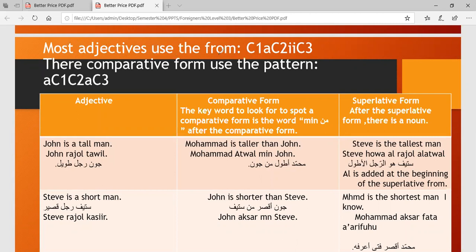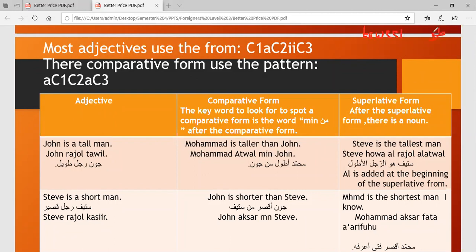Most adjectives use this form. I'm talking about the adjectives that we've talked about in the previous slide, okay? For example, what do you mean by tall? We said طويل, okay? Let's put طويل in Arabic also.